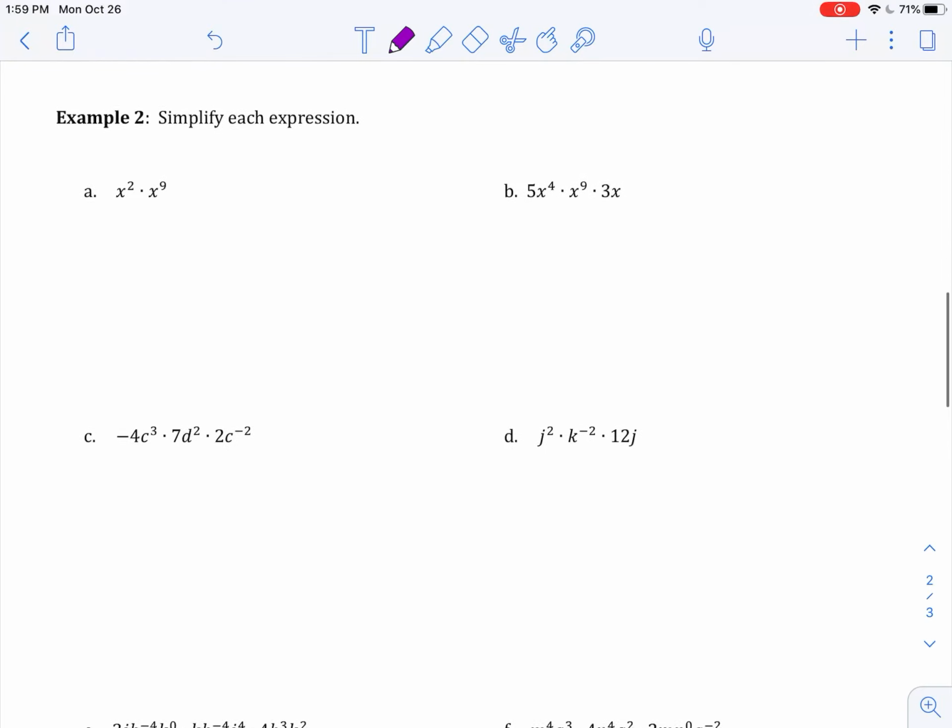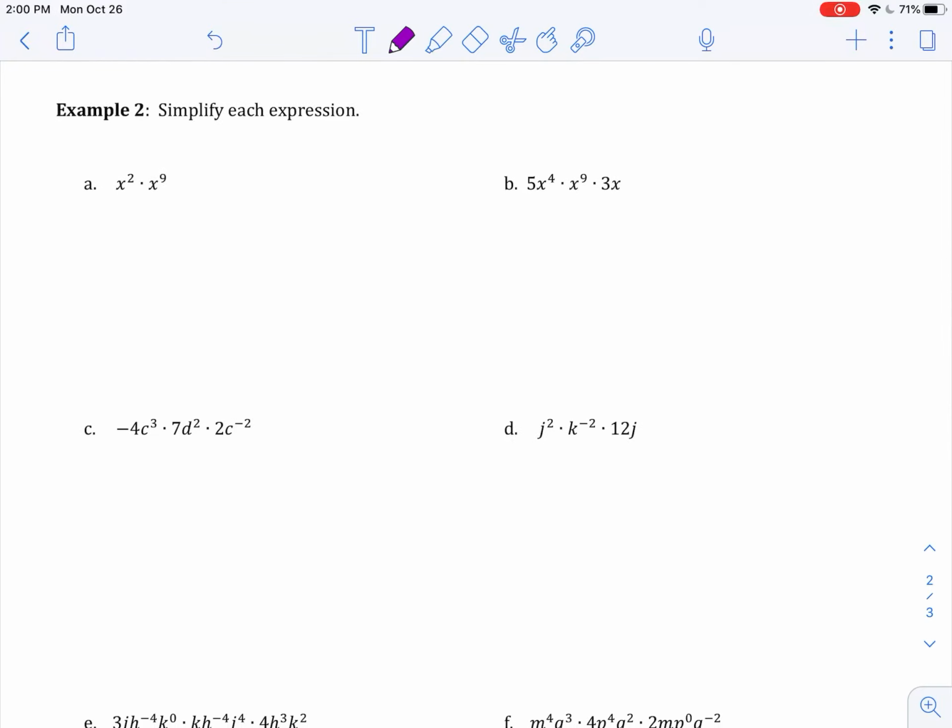All right, let's switch over to variables. And again, just remember, variables would be numbers. They would just be some number that we just don't know what their value is yet. So it's going to work the same way the numbers did. In example 2a, we have the same base, right? We have an x and then we have an x again. And so we leave the base alone and we add up the exponents. So we get x to the 2 plus 9, which gives me x to the 11th.